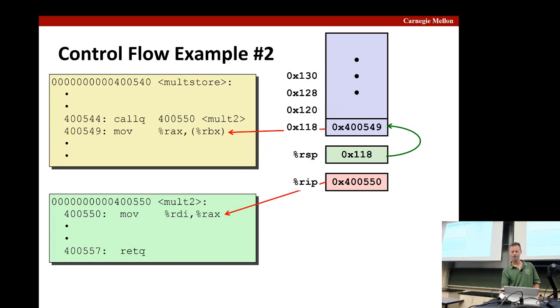The stack pointer now points here as opposed to up here. This new item we just pushed on the stack points to where we're going to return back to after the procedure's done. And the instruction pointer points to the start of this function.